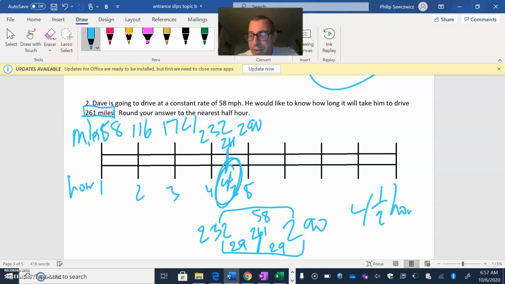So it's not always going to be right in the middle. Sometimes it is. It's not always going to be a half hour as an answer. It's just that that's what ended up happening.